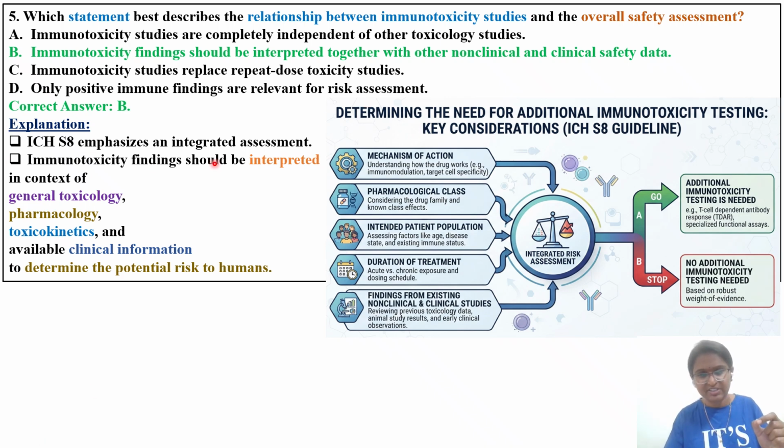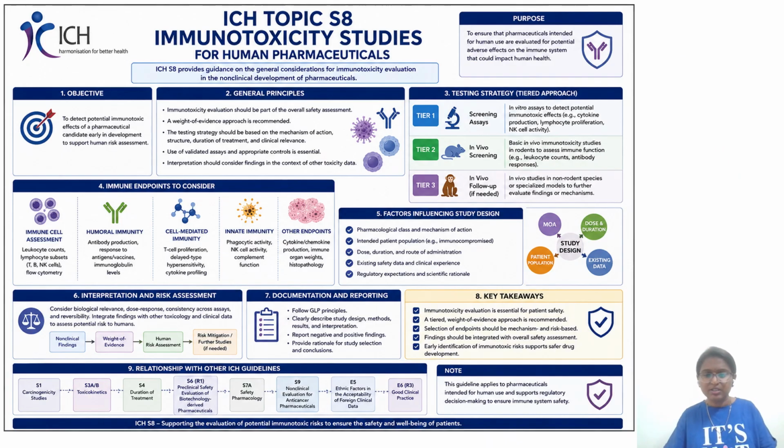So ICH emphasizes an integrated assessment. Immunotoxicity findings should be interpreted in the context of general toxicology, pharmacology, toxicokinetics, and additional clinical information to determine whether there is any potential risk to humans. That is the thing. You can pause the video and go through the picture here on when to stop the study and when to continue with additional studies. This is the integrated slide from ChatGPT which I got on how to understand the S8 guideline. So you can pause and look into it.